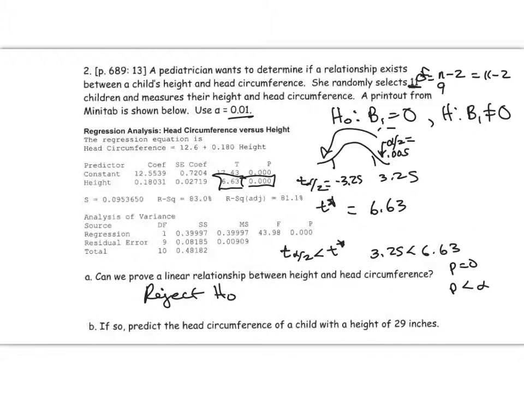So if we were to predict the head circumference of a child with a height of 29 inches, we would plug that into our equation. And that gives me a predicted head circumference of 17.83 inches.